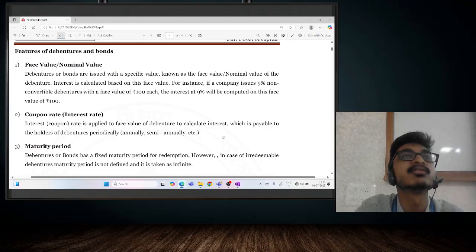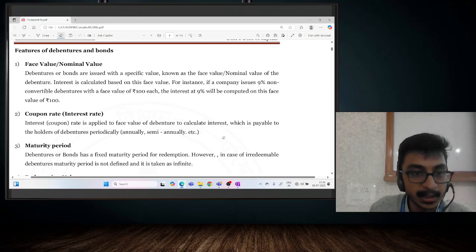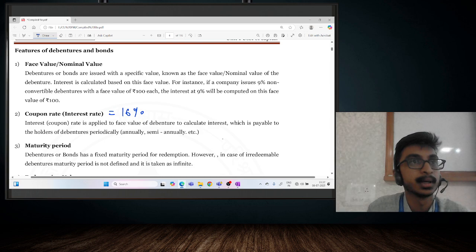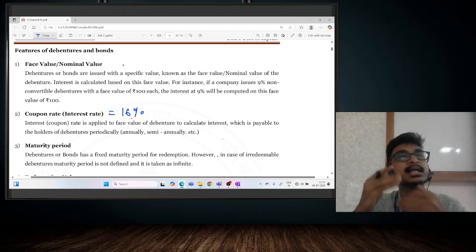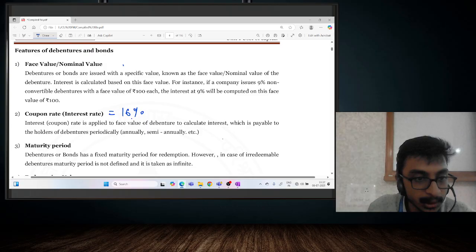See, in this question we have 16%, right? That 16% is nothing but the coupon rate. This coupon rate needs to be applied on the face value. When I say it needs to be applied on the face value, it needs to be multiplied with the face value. You can see it over here.